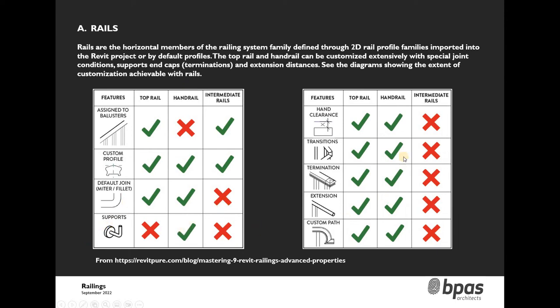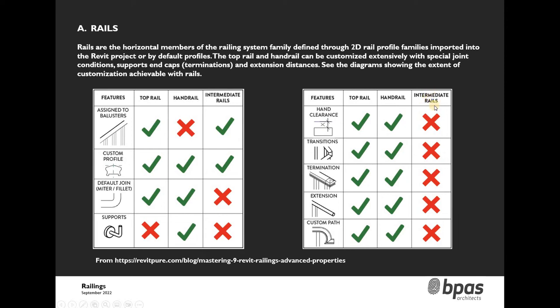You can add supports to handrails. You can add hand clearances to top rails and handrails, and transitions, which are corner joins on staircases. You can make special conditions for the top rail and the handrail, and you can add terminations to top rails and handrails, but not intermediate rails. You can add an extension to the top rail and handrail, and a custom path to the top rail and handrail. So I think it's a very good diagram, just so you know the limitations of all those three types of rails.